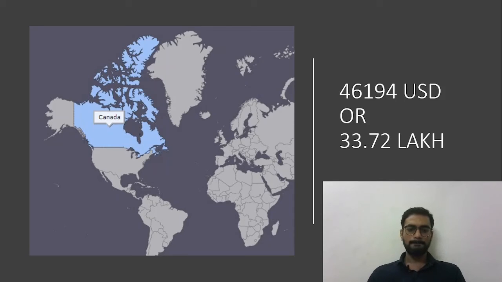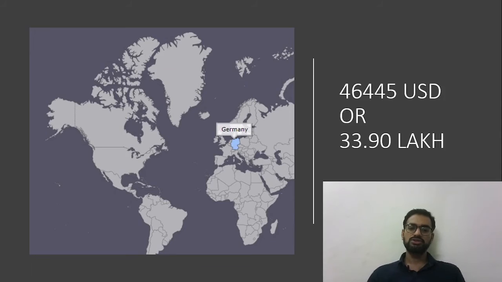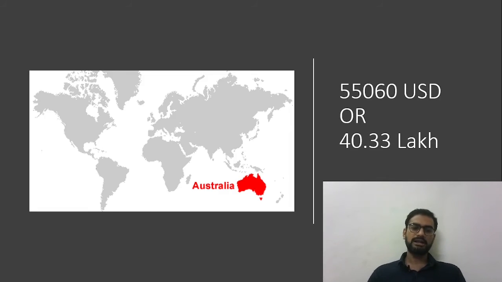commendable. Now Germany, so Germany is 46,445 US dollars, or 33.90 lakhs, right? So the economic capital of Europe, Germany, tuition free education. Lot of individuals from India do prefer it for higher education and move out there. So very good option. They can have a good standard of living there and get a job itself there, earn handsomely, and live a good standard of living. Next, Australia.